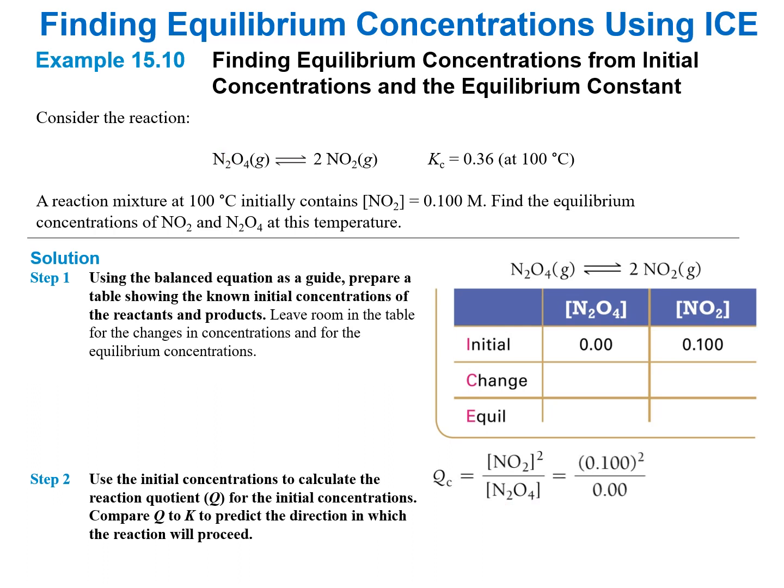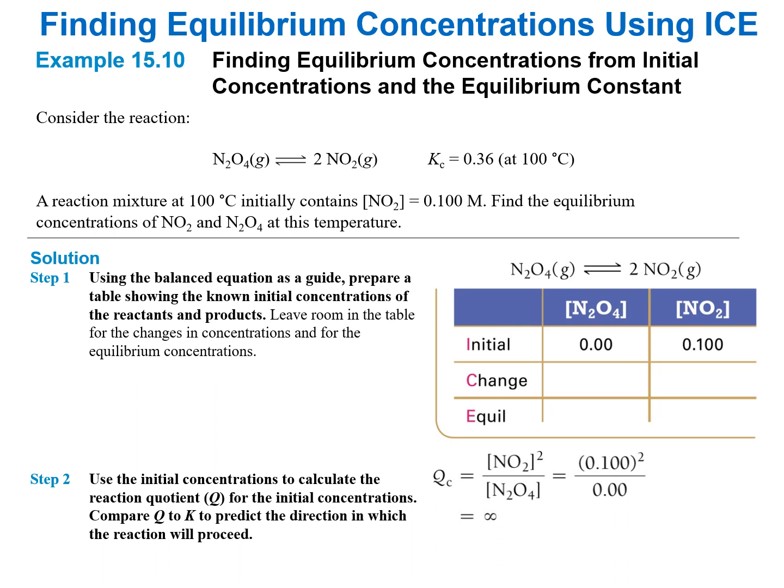And if we plug in the values, here's our value for nitrogen dioxide, and we're going to square it because we have two of them. You have to remember those coefficients, raising it to the coefficient. And we have 0 because we have nothing for dinitrogen tetraoxide. And when we do this math, we're going to get that our reaction quotient is equal to infinity.